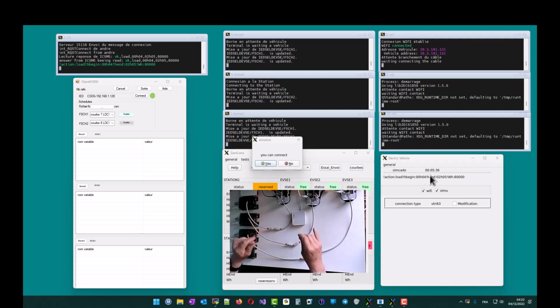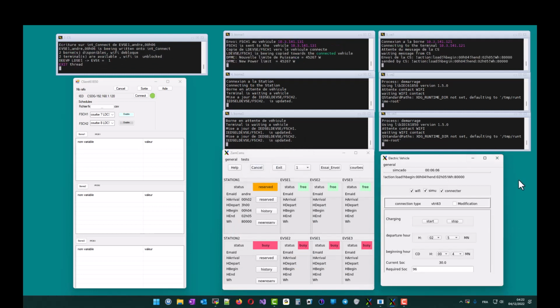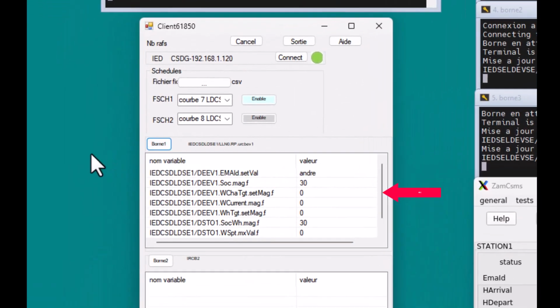He connects his cable and confirms the connection. Finally, it starts its charge, and at this moment, the station receives information through the vehicle's proxy.